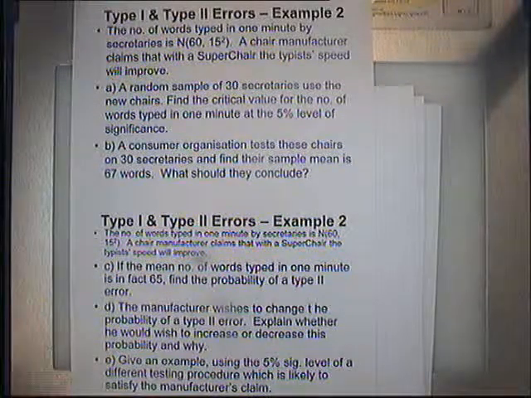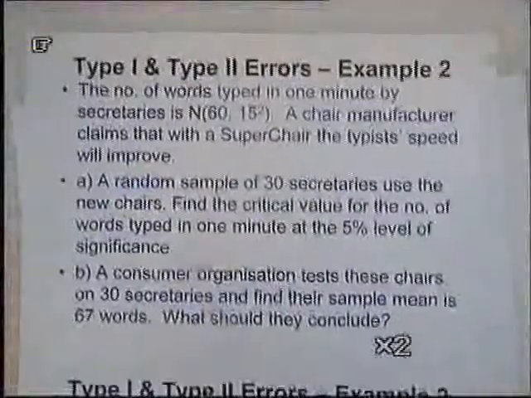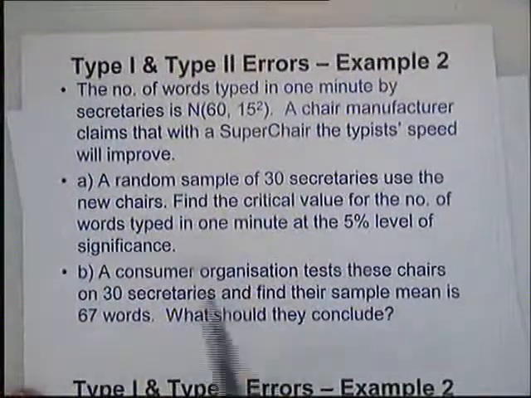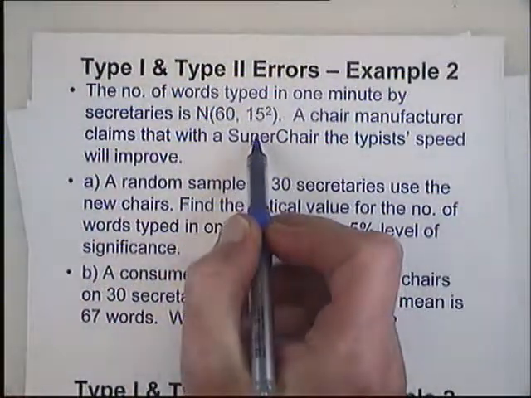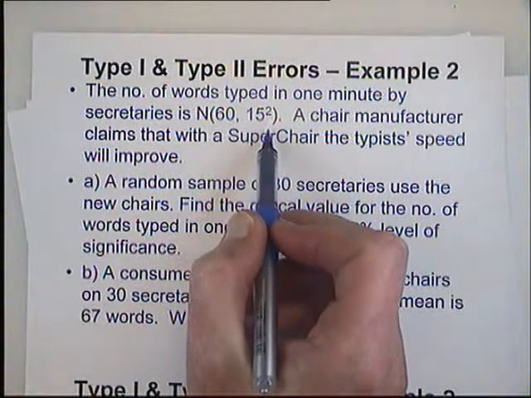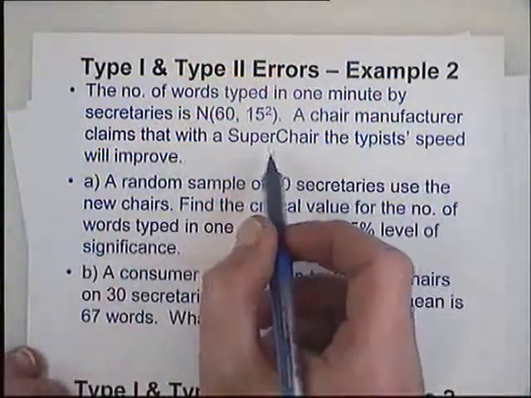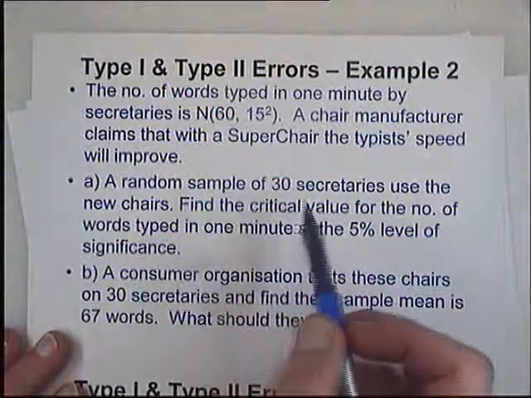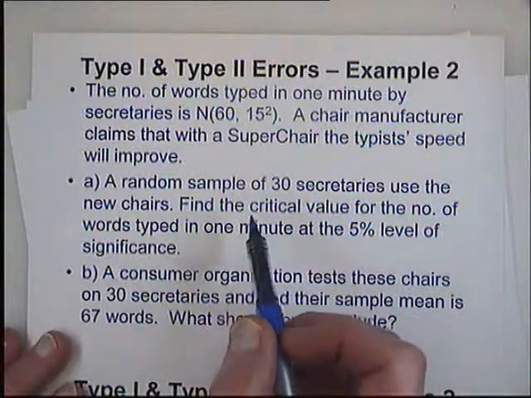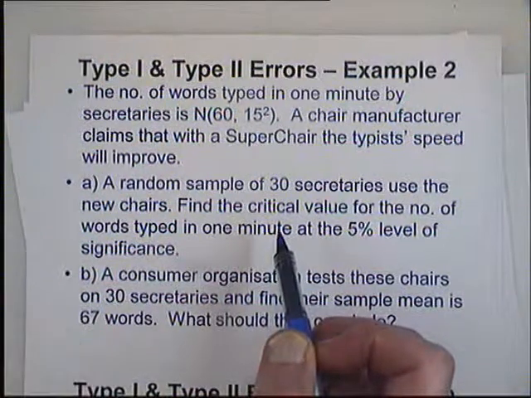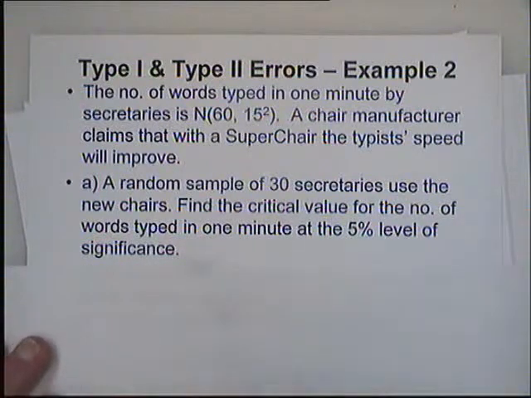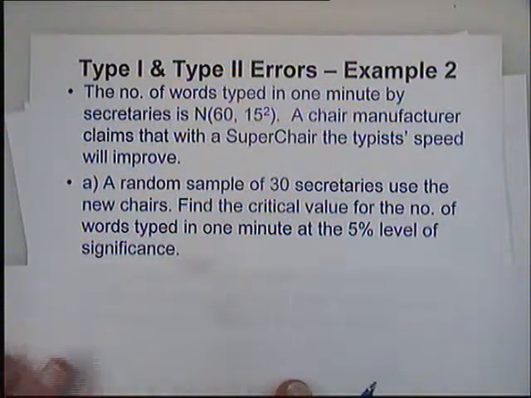So let's just read it through first of all. The number of words typed in 1 minute by secretaries is normally distributed with a mean of 60 words a minute, a standard deviation of 15 words a minute. A chair manufacturer claims that with their new super chair, the typist speed will improve. A random sample of 30 secretaries used the new chairs. Find the critical value for the number of words typed in 1 minute at the 5% significance level. I just want to stop there and say that's nothing new in this chapter. That's old stuff. Can you just have a go at doing that before we move on?